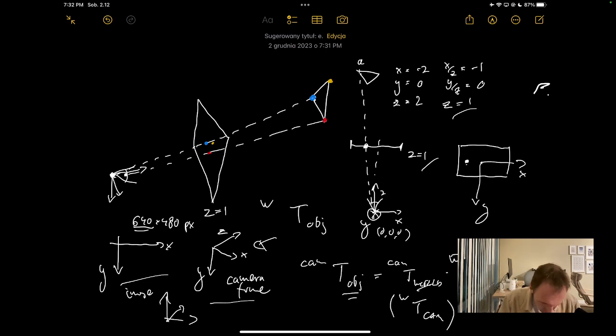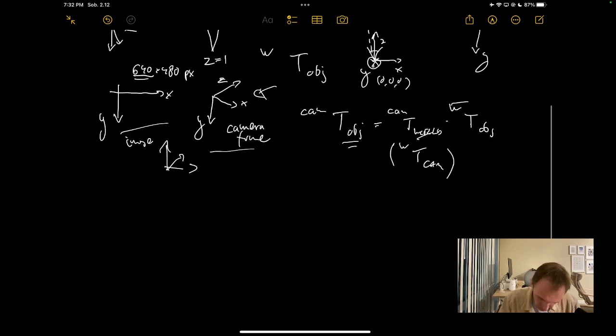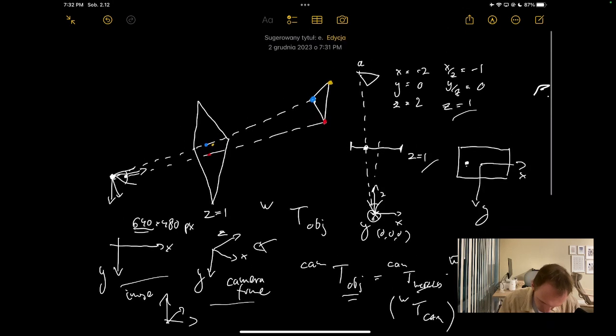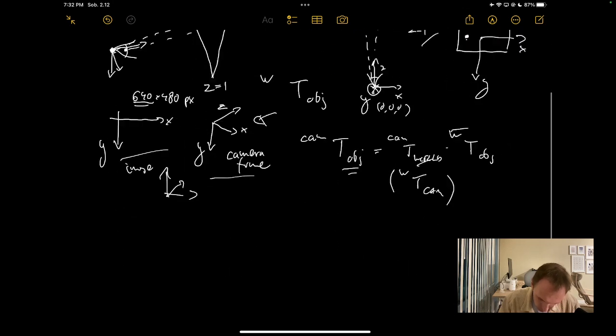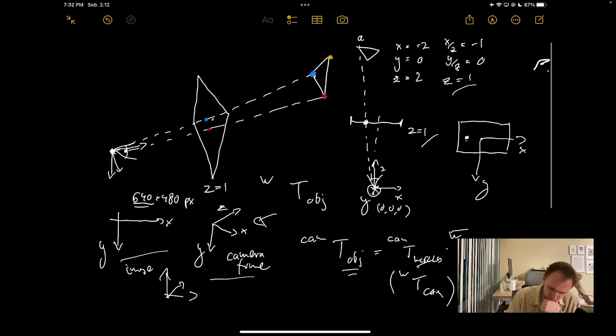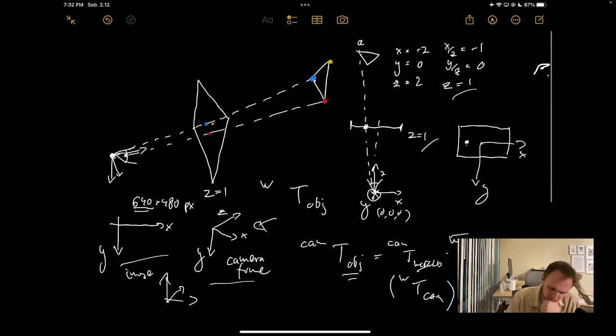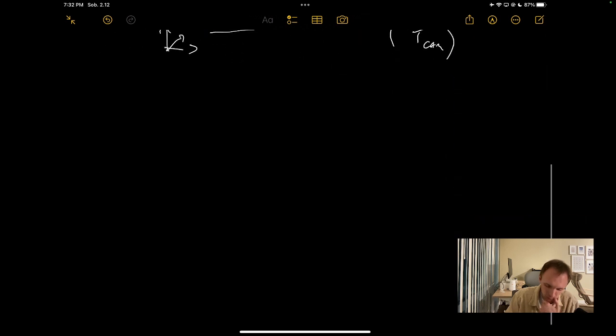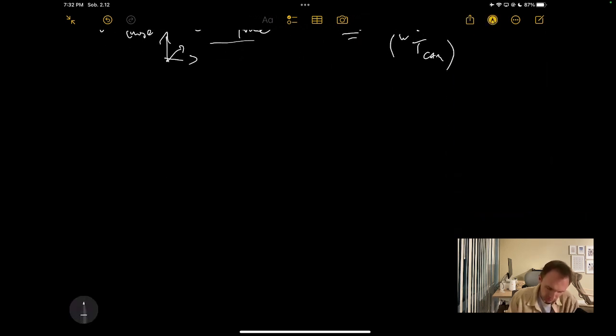So let me see. Let's zoom into one more detail, right? Let's say we did this conversion, and we have an object in the camera frame. Then how do we go to pixels? How do we go to the image frame?